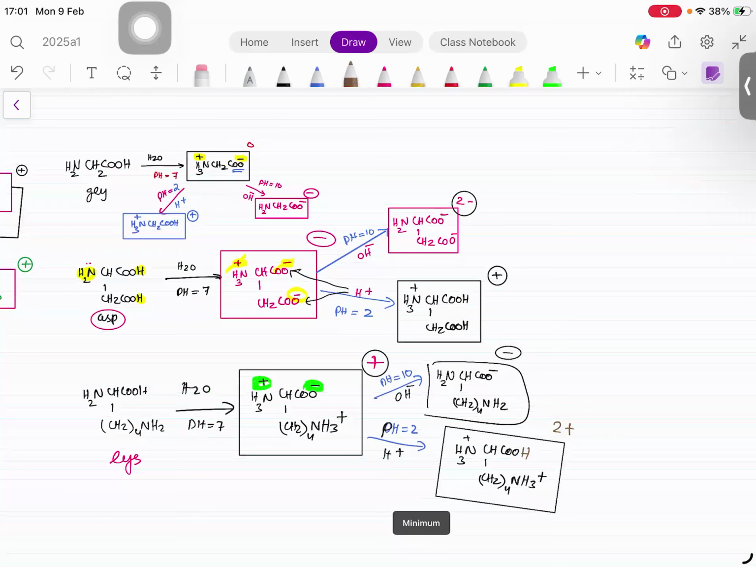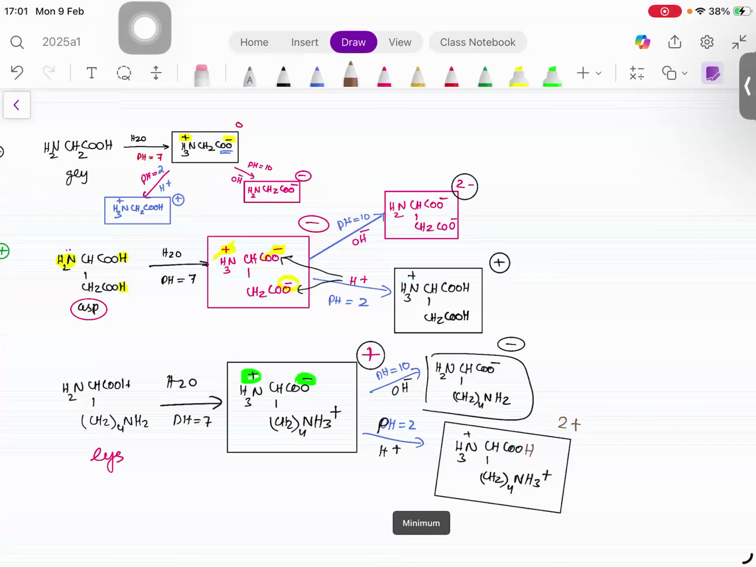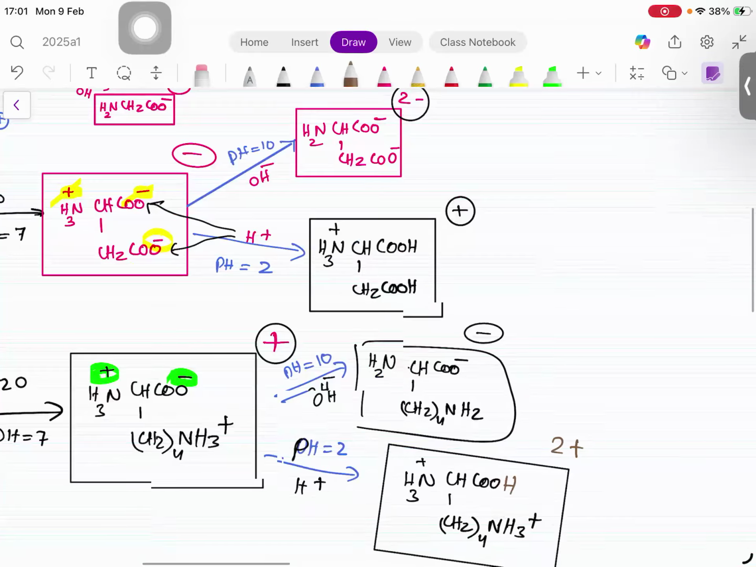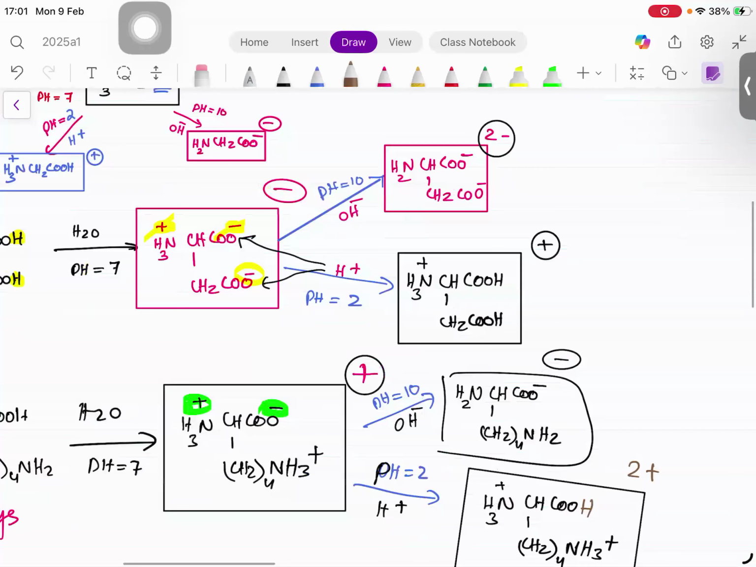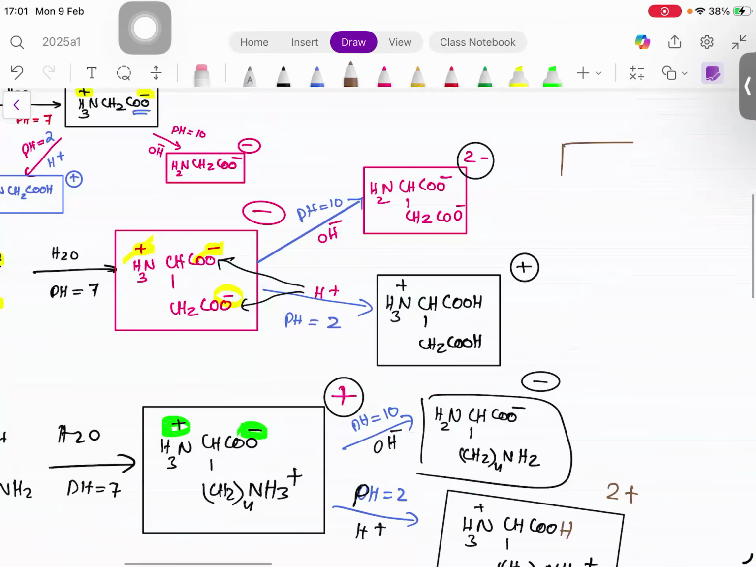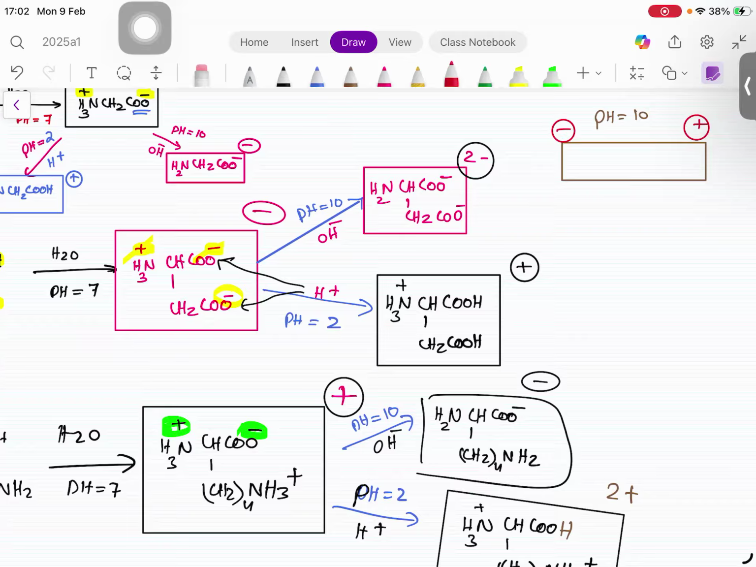Now if I ask you, listen, if I ask you a similar thing at pH 10, if the separation takes place, if the mixture of amino acids is buffered at pH 10, this side is the positive side of the plate, this side is the negative side of the plate. After separation, where would these amino acids be present? To the right.